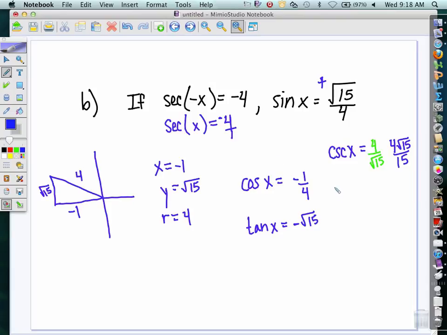All right, my secant was given to me, and so cotangent. Cotangent of x, we would have -1 over the root of 15. But we want to rationalize that, multiply top and bottom by the root 15, so negative square root of 15 over 15. So those are your final answers. You had to find the other 4 ratios in that problem.